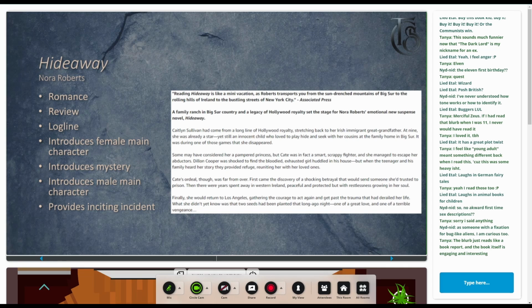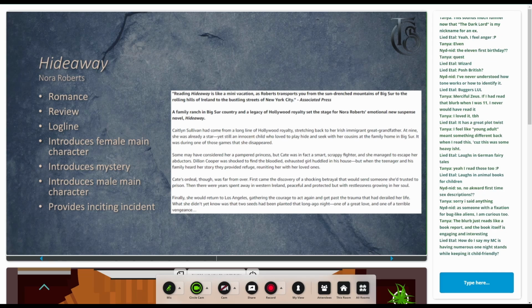Next up, we have, I'd almost call this a tagline, but it's more like a logline almost: a family ranch in Big Sur country and a legacy of Hollywood royalty set the stage for Nora Roberts' emotional new suspense novel, Hideaway.